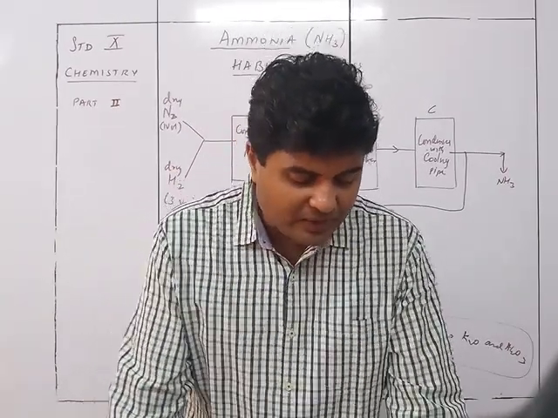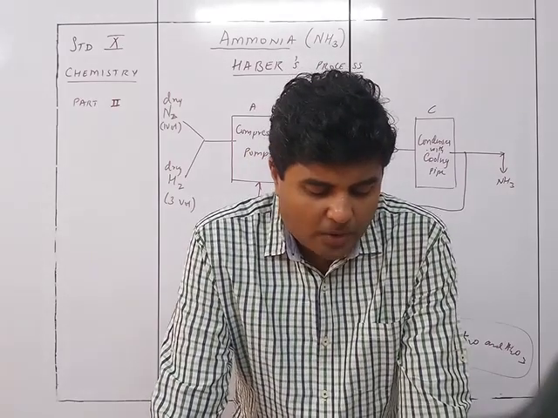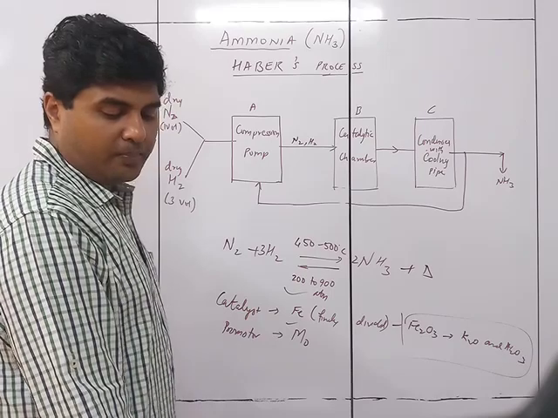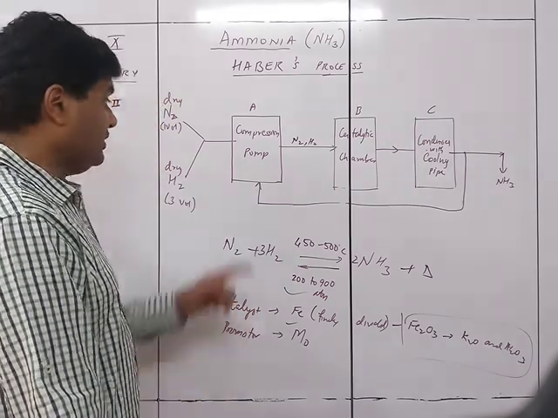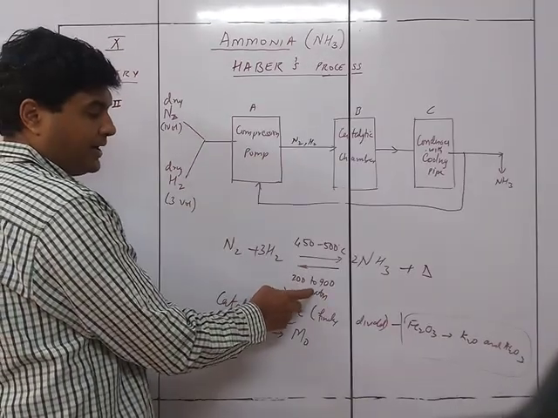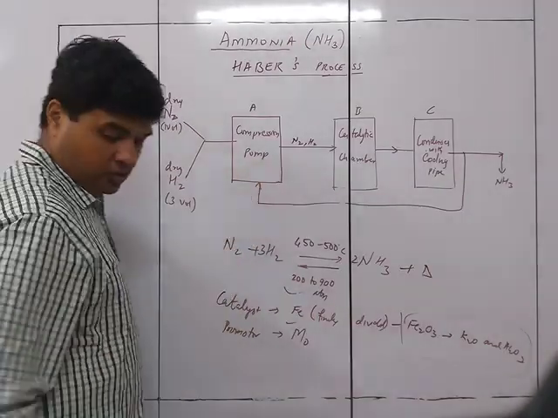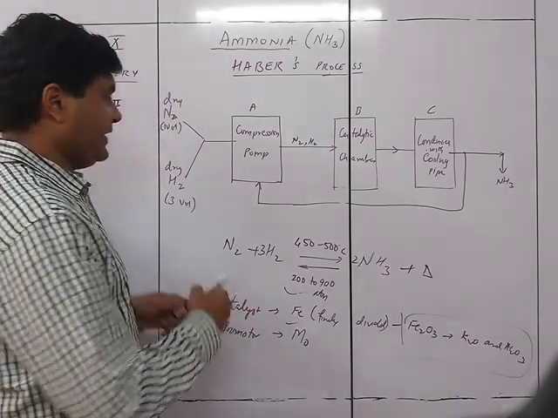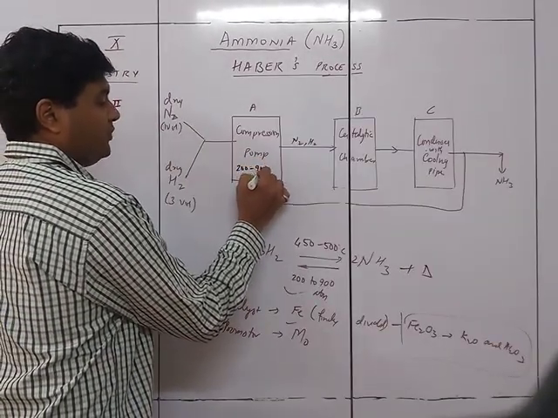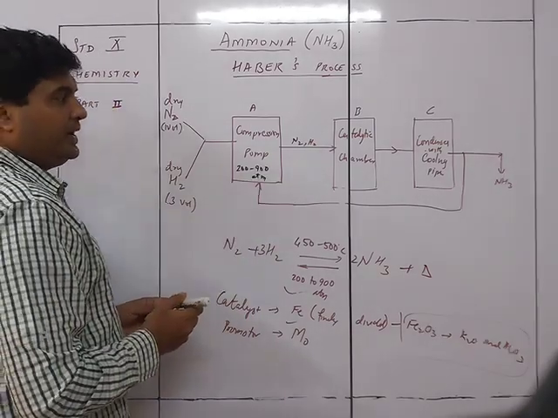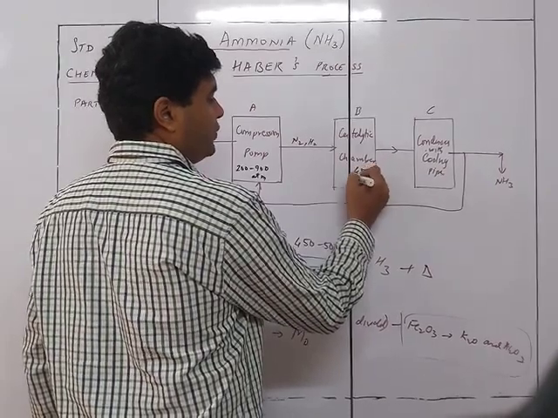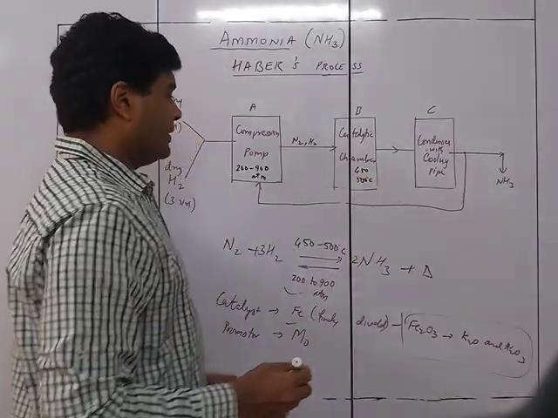So we see over here, first one, process wise. A is the compression pump, where the mixture of N2 and H2 in the ratio 1:3 is compressed to 200 to 900 atmospheric pressure. The compression pump generates this pressure of 200 to 900 atmosphere. This is the job of this part. And this is the heating chamber where you get the temperature of 450 to 500 degrees Celsius.